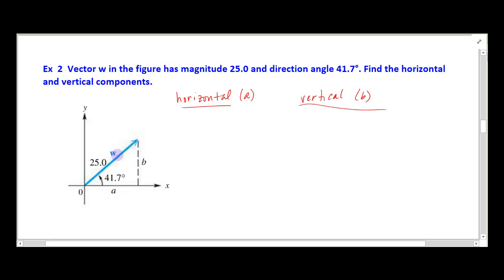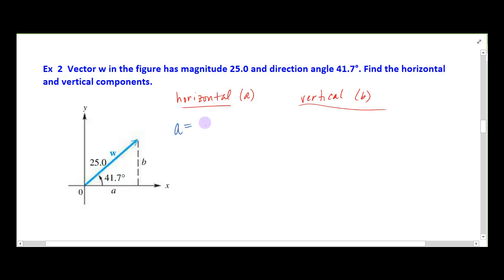I have the vector w, and it has a magnitude of 25 with a direction of 41.7 degrees. I want to find both the horizontal and the vertical components of this vector. Just using the formula above, the horizontal component is the product of the magnitude of the vector, so that would be 25, times the cosine of the angle of the vector, 41.7. So we're just going to plug that value into the calculator.